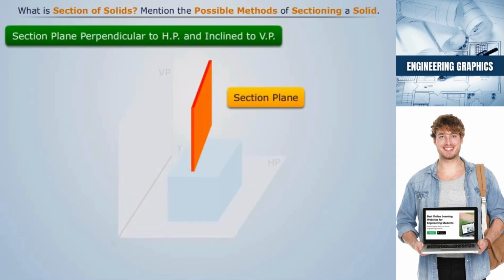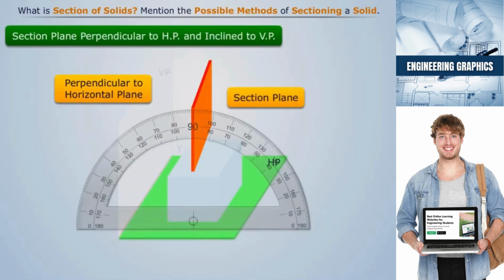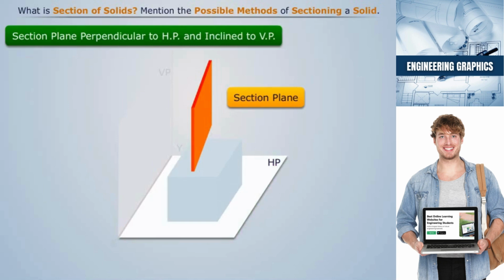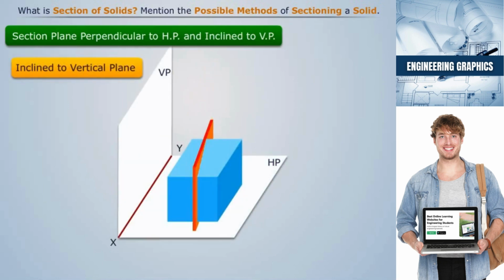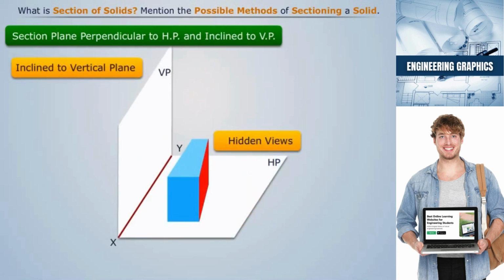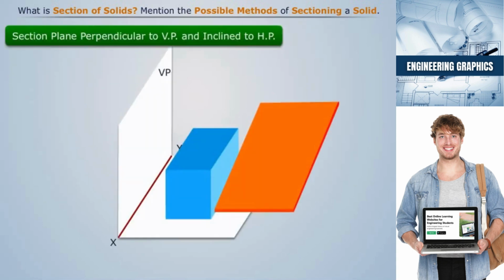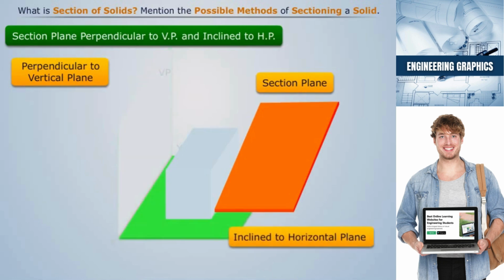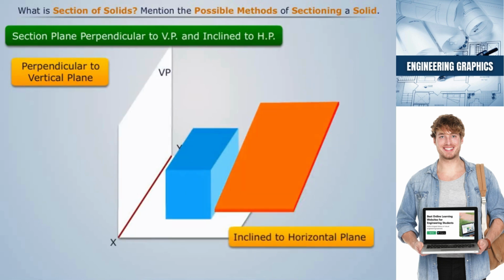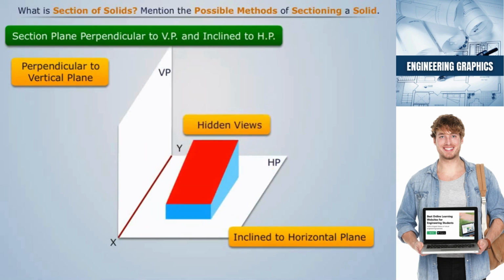If the section plane of a solid is perpendicular to HP and inclined to VP, then we get the hidden views on either of the principal planes. And if the section plane of a solid is perpendicular to VP and inclined to HP, then we get the hidden views on either of the principal planes.